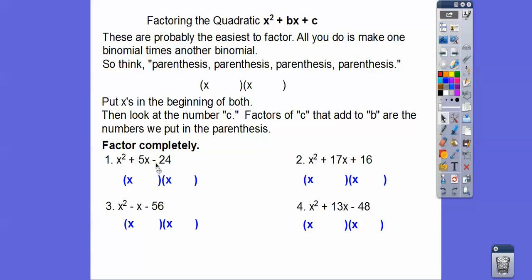Over here, factors of negative 24 that add to 5 are positive 8 times a negative 3. So put a plus 8 in one and a minus 3. Over here, factors of 16 that add to 17 are 16 and 1. So they're both positive, plus 16, plus 1. You guys remember doing this. Factors of negative 56 that add to negative 1, there's an imaginary 1 right there, are negative 8 times a positive 7. That gets me negative 56. Over here, factors of negative 48 are 16 times a negative 3. So plus 16, minus 3.